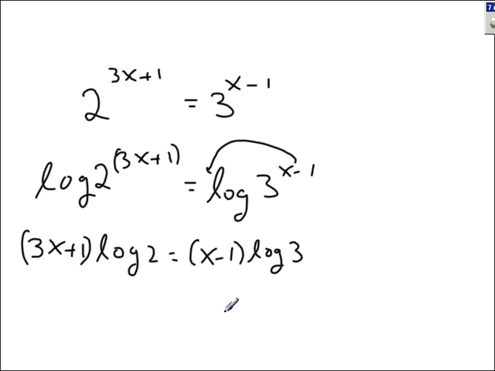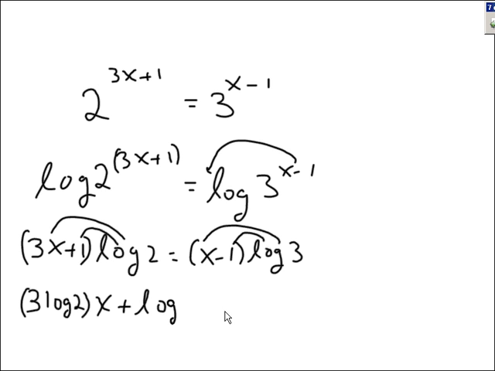Log 2 and log 3 are just numbers. I want to distribute on both sides of the equation the log 2 on the left side, and on the right side the log 3. And I'll get 3 log 2 times x plus log 2. On the right side, I'll get x times log 3, or log 3 x's, minus log 3.